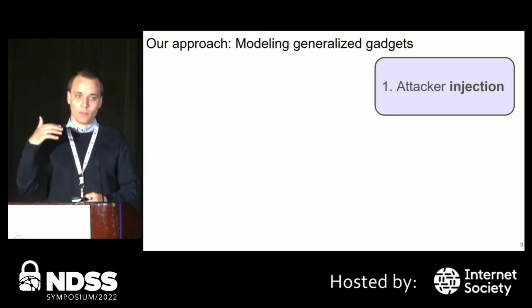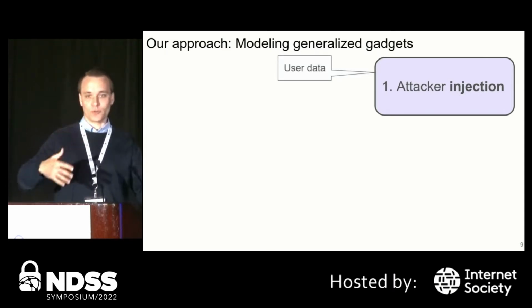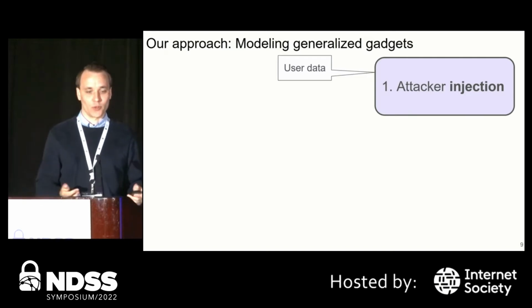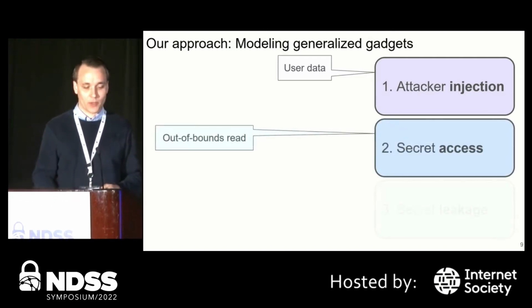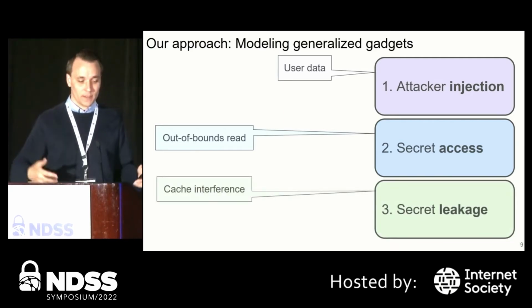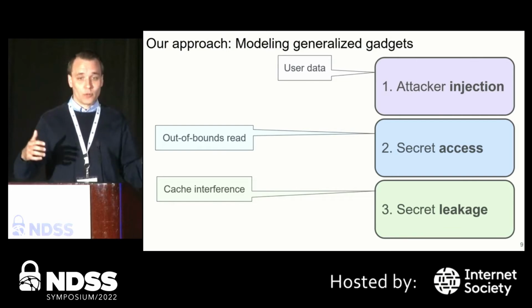The first step is some injection of attacker data. And so in the case before, it was just some user data from the get user API. There's some secret access, which before was some out-of-bounds read. And then the secret is leaked, in our case before, some cache interference. But there's all sorts of vulnerabilities that an attacker can use.